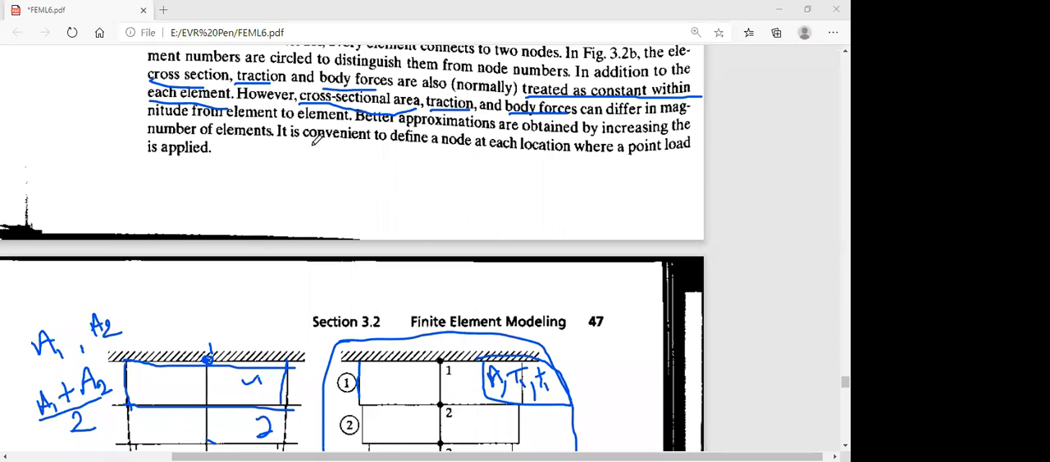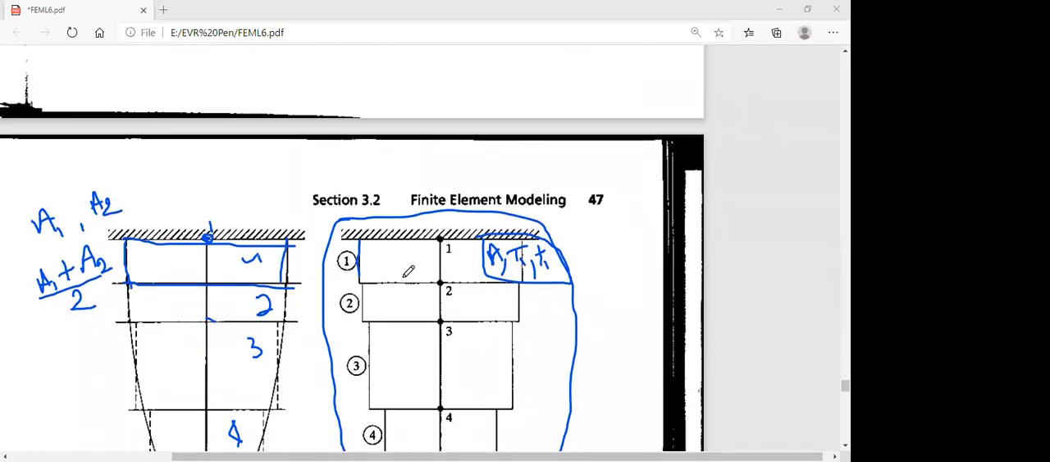Therefore, whenever they are constant magnitudes, from element to element their magnitudes are different. For element 1, the area of cross section is different from element 2. A1, A2, A3, A4 are different. Similarly, the traction force values and body force values are different among all elements. Okay.